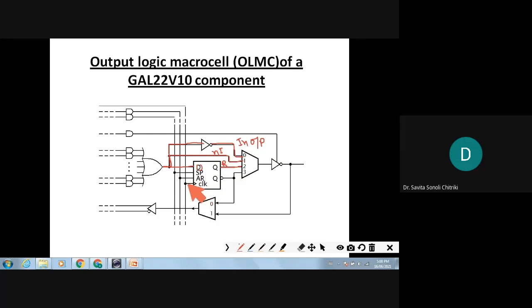Then the next one is Q bar, the second one, which is going back. Whatever the output is there, that is again connected back. Feedback is there. If I want the output fed back to some sequential circuits, it goes here. So this is very important. You can take the screenshots, especially of this.